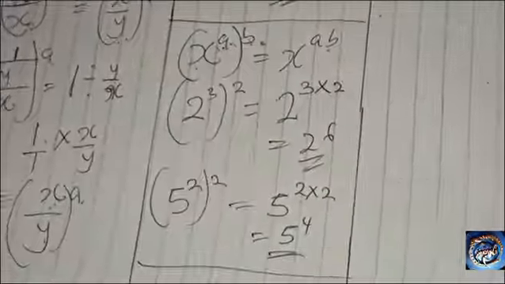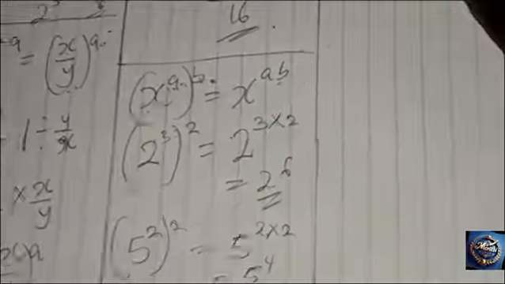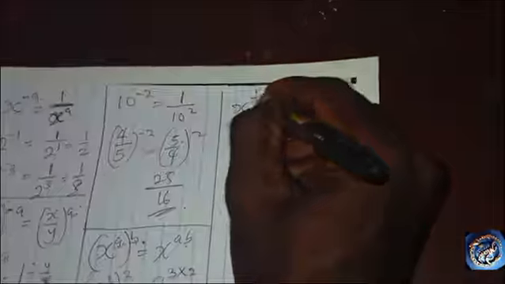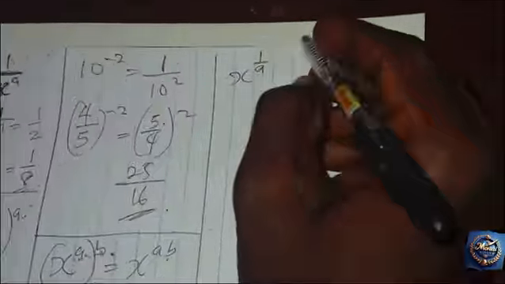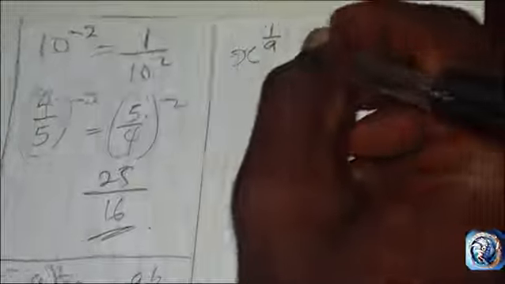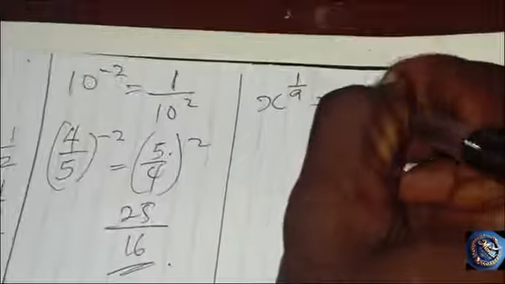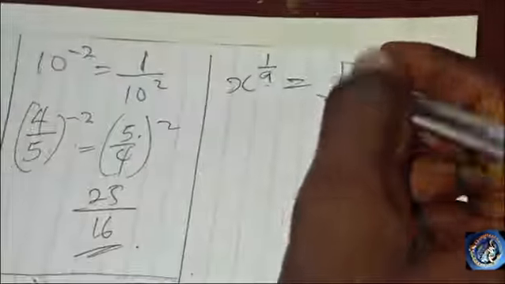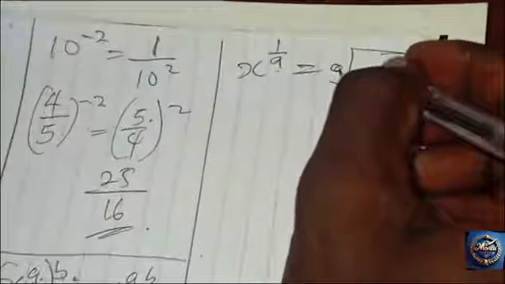Now the sixth one is what we call fractional index. Let me talk about fractional index. Let's assume we have x raised to power 1 over a. It can be rewritten as the a, that is the denominator, becoming the root of that base, raised to the power of the numerator.